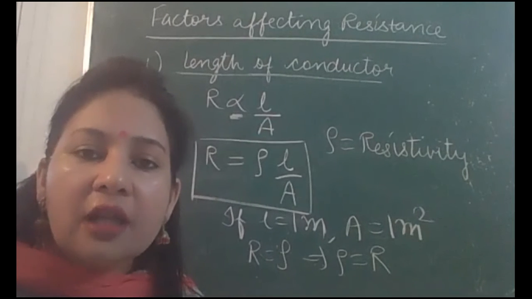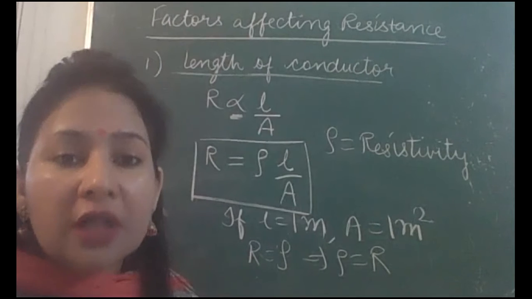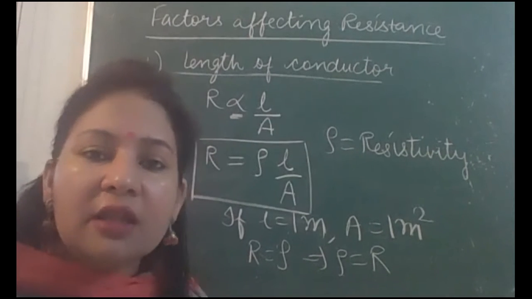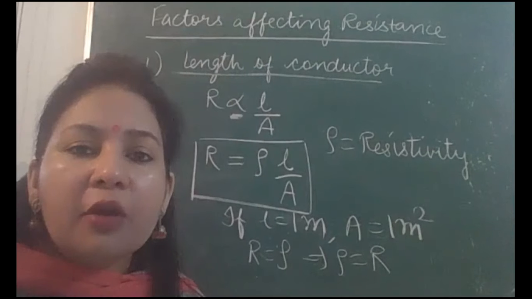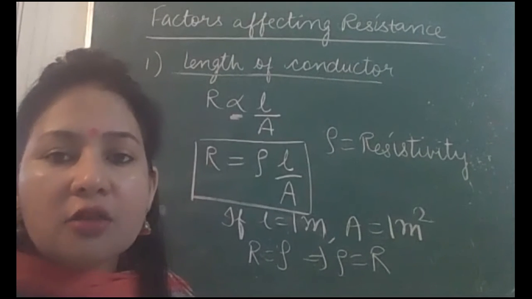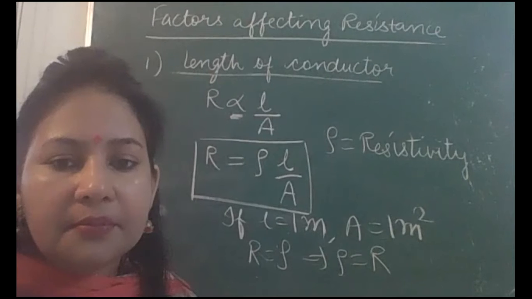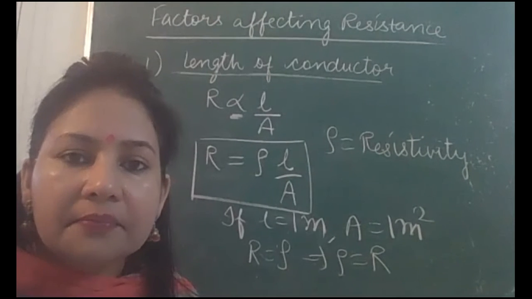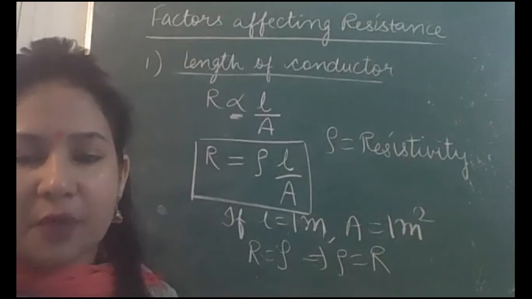When we change the length of wire or area of cross section of the wire, resistance will surely change, but resistivity will remain the same. And what will be the reason for that? Resistivity does not depend upon dimensions of the conductor. It does not depend upon length and area of cross section of the wire. Got this?